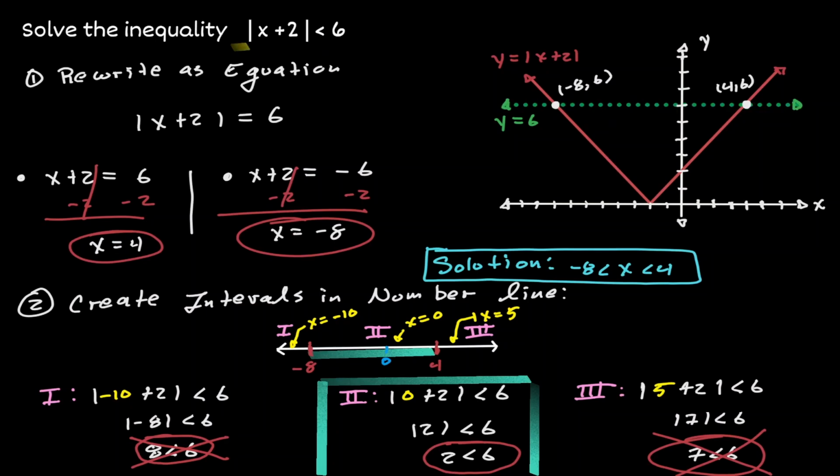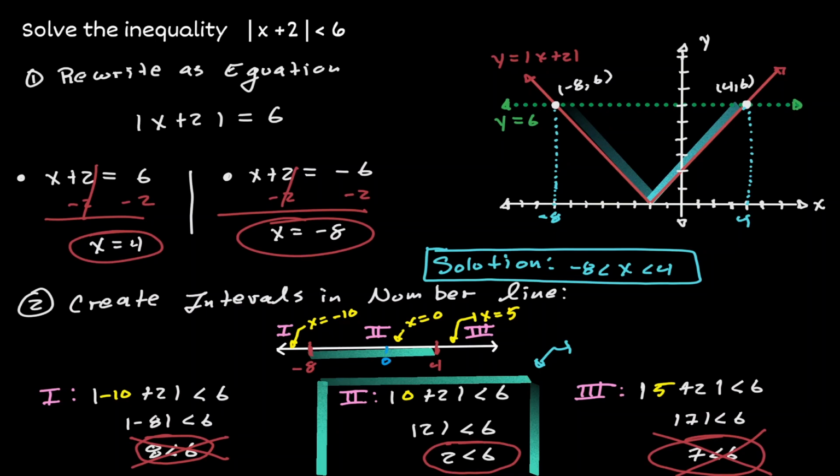So if we want to visually find the solution for the inequality that we are given, we're going to be looking at those y values in the absolute value that are less than 6. And notice that those y values are highlighted here in blue. And notice that the interval where this occurs is when x is equivalent to -8 and when x is equivalent to +4, which is exactly what we found here algebraically.